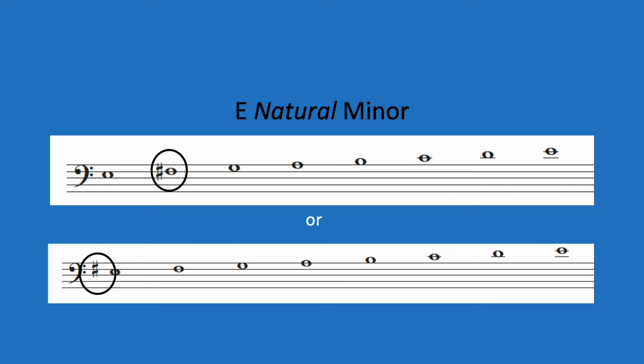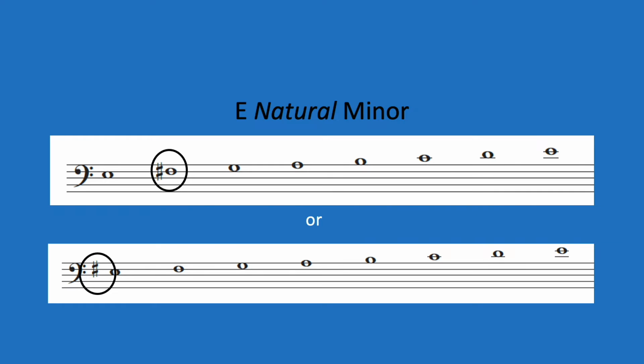This is what E natural minor looks like. Both of these staffs are the same. The difference is that in the upper staff, I put the F sharp in the actual scale. In the lower staff, the F sharp is in the key signature, so I didn't have to keep writing it in the staff or in the notes. But it's pretty much the same thing. So this is E natural minor.